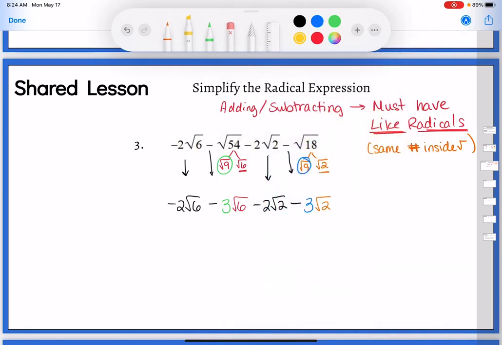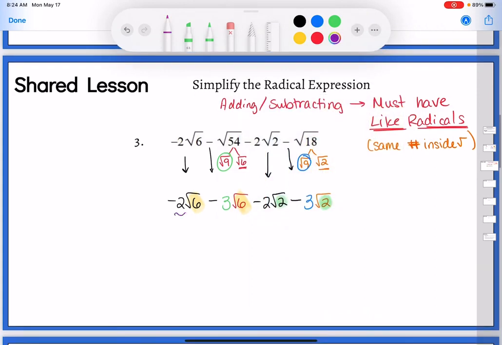All right, now I'm going to go through and look at these. So here I have a radical 6 and a radical 6, so those two I'll be able to combine. Over here I have a radical 2 and a radical 2, so those two I'll be able to combine. Now, these radicals, once you get like radicals, work just like variables, right? If I said I have negative 2x minus 3x, I would get negative 5x, right? The x doesn't change, just like the radical doesn't change once you start adding. When adding or subtracting, the radical does not change.